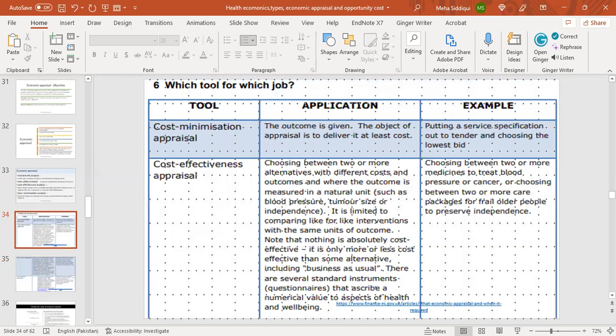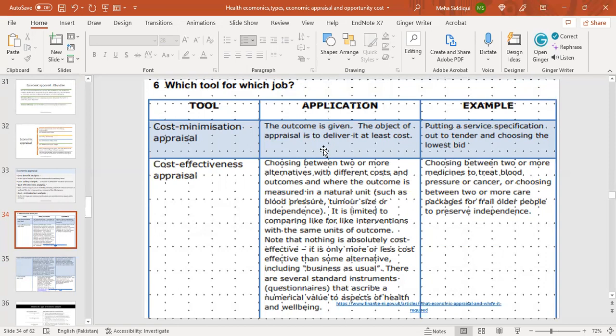Now, these are the tools, and we would study in which application they are being used, and these are the examples given. Cost minimization appraisal or analysis. In this, the outcome is given. The object of appraisal is to deliver it at least cost. For example, putting a service specification out to tender and choosing the lowest bid.